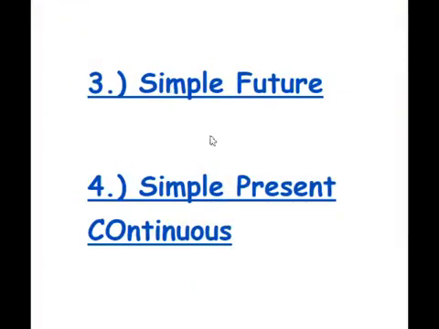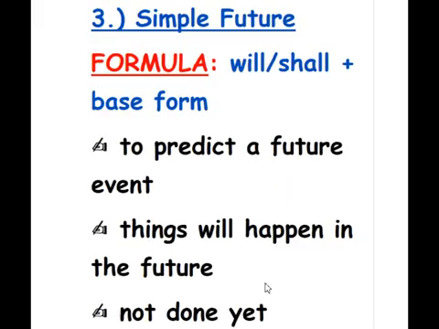Of course, there are 12 tenses of the verb in English. But I'm going to discuss first the basic ones, which are the four: the simple present, the simple past, the simple future, and the simple present continuous. We need to master the four first so that we can move on to the next. Okay, so now let's start. The simple future and the simple present continuous for today. We're gonna start with the simple future.